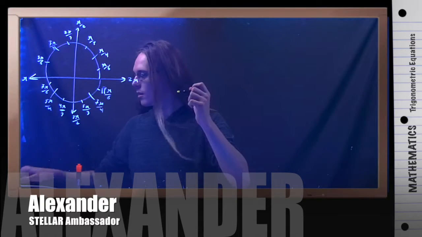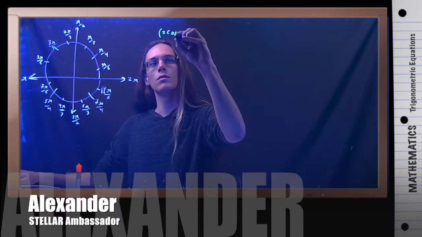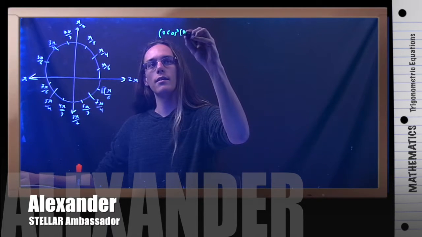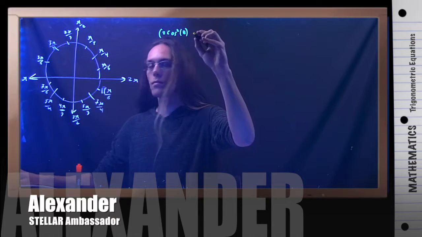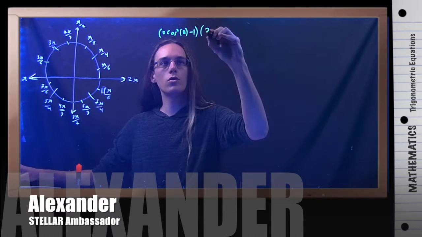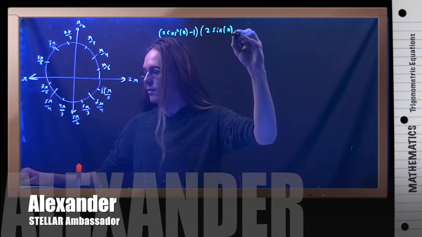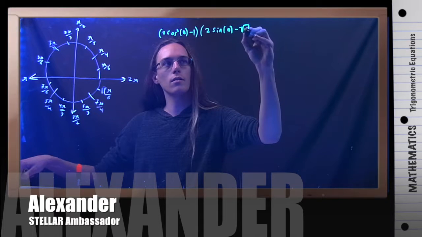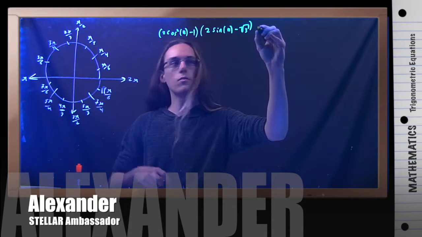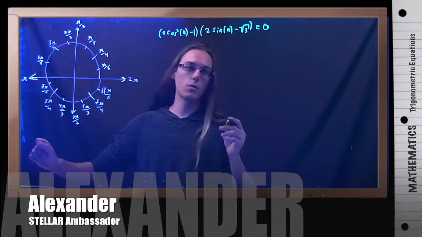So it is 2 cosine squared of theta minus 1, times 2 sine of theta minus the square root of 3, equals 0. So we need to go ahead and solve this equation.